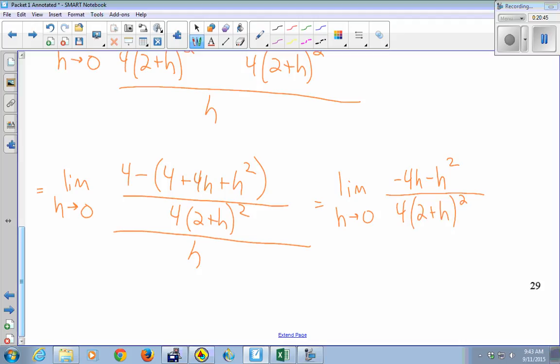And then think of this h as h over 1, right? If you don't like dealing with this complex fraction within a fraction, instead of dividing by h over 1, you can multiply by 1 over h.